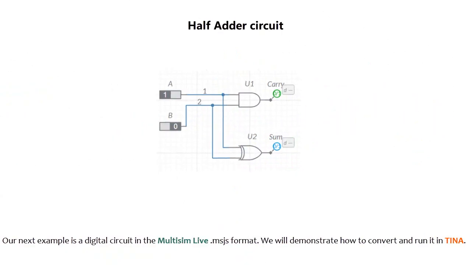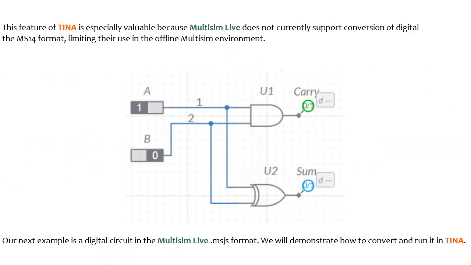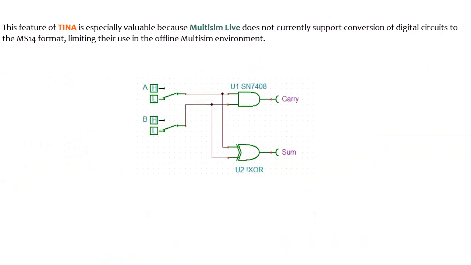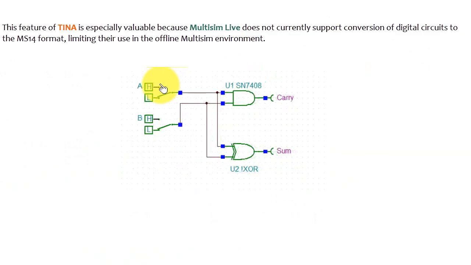Our next example is a digital circuit in the Multisim Live .msjs format. We will demonstrate how to convert and run it in TINA. This feature of TINA is especially valuable because Multisim Live does not currently support conversion of digital circuits to the MS14 format, limiting their use in the offline Multisim environment.